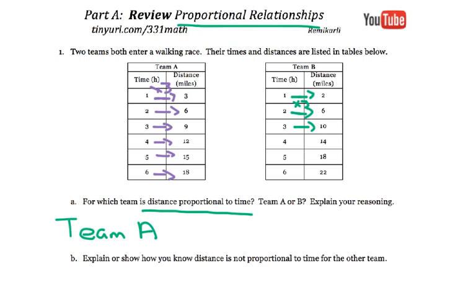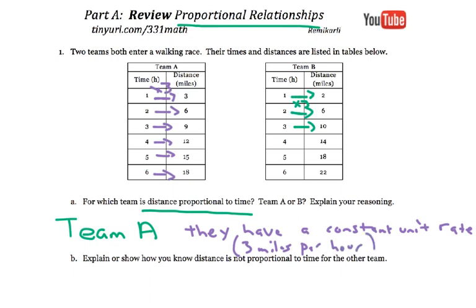And a couple ways you could say why. One, you could say they have a constant unit rate. In this case, the unit rate is 3 miles per hour. And that rate is constant.